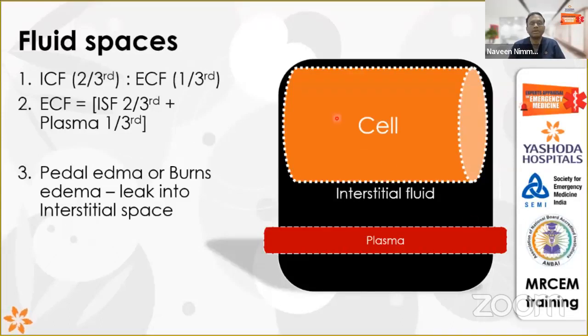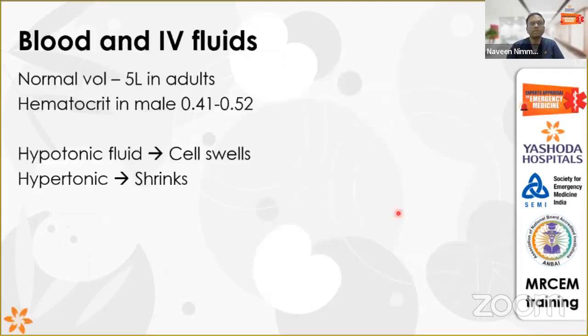The normal blood volume in adults is about 5 liters. Hematocrit in males is 0.41 to 0.52. When you give IV fluid that is hypotonic, it is going to cause swelling of cells, so edema of cells will be there. If you give hypertonic fluid, the cells will start to shrink, and this is useful in case of cerebral edema. To reduce the cerebral edema, we give hypertonic fluids.